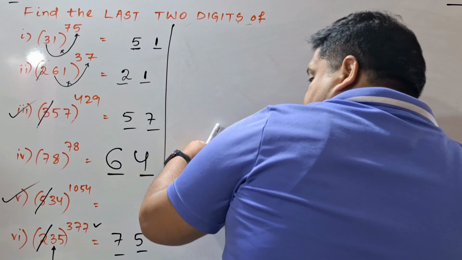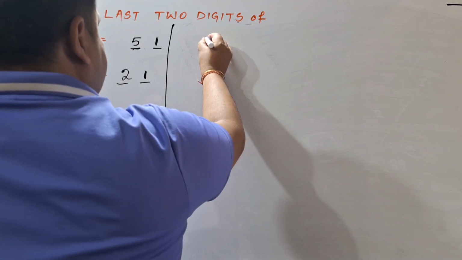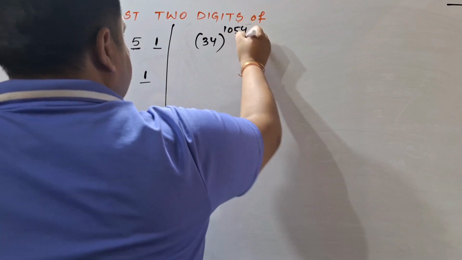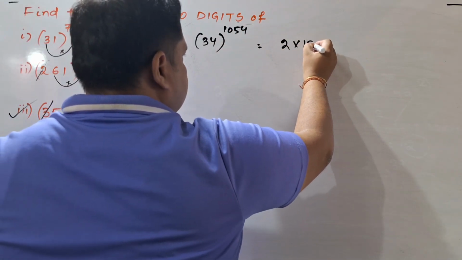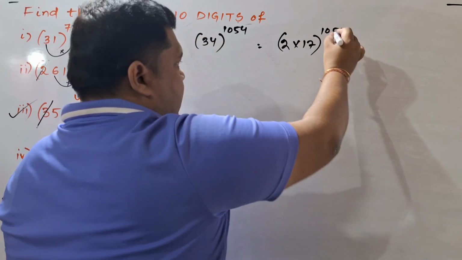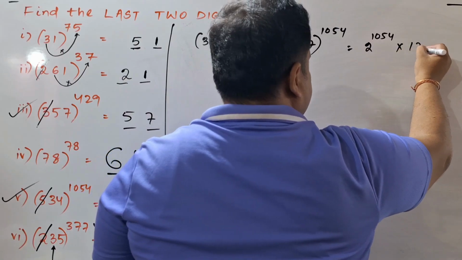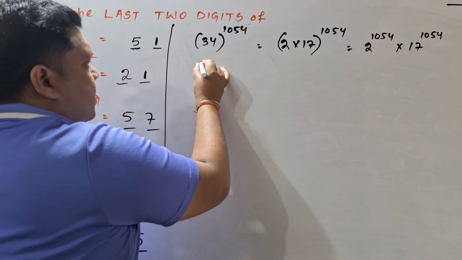So here it is given 34 to the power 1054. Again, 34 can be written as 2 into 17, to the power 1054. Means you handle 2 to the power 1054 separately, then 17 to the power 1054. Achha, 2 to the power 1054.